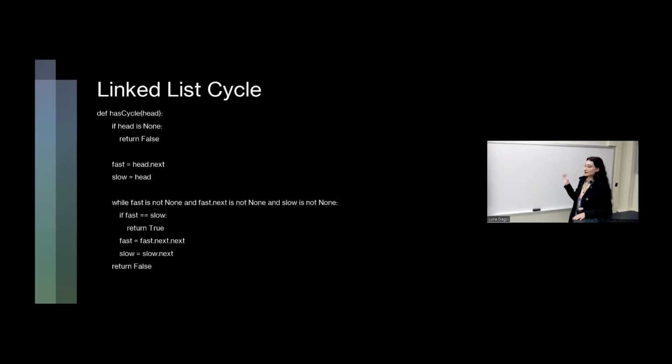If fast and slow are equal, that means there's a collision, so we return true. The way we increment fast is we skip, as I said, it goes very fast, and slow just goes one by one. It just goes to the next one, and then the next one, and then the next one gradually. And if it doesn't return true, it just returns false.